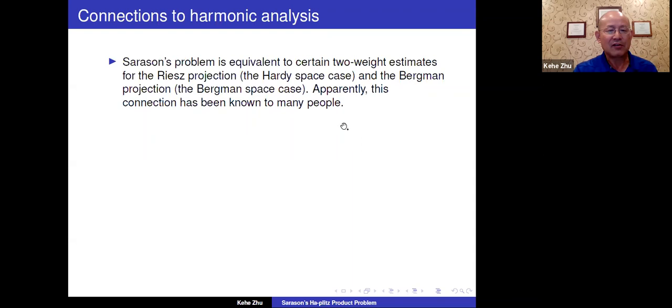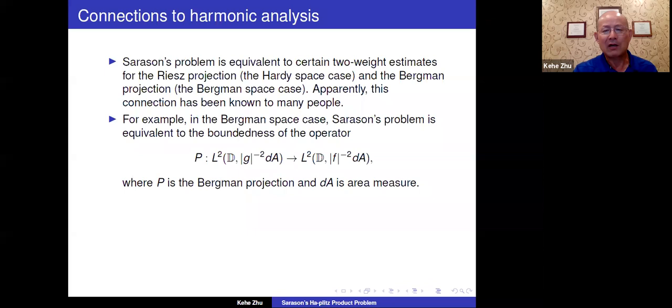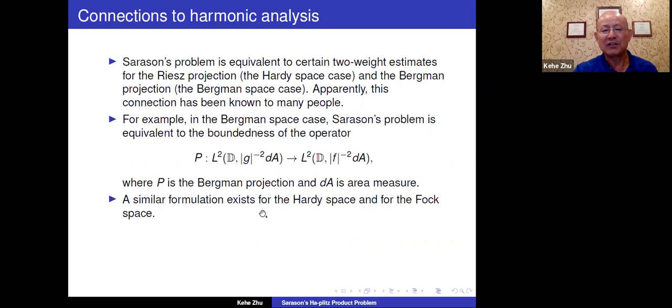And this connection has been known to many people. If I remember correctly, the exact connection is this. For example, in the case of the Bergman space, if you want to reformulate Sarason's problem, then it is the same as considering the action of the Bergman projection from this weighted L2 space to this weighted L2 space, and you want to know whether or not this is still a bounded operator. And there are similar reformulations for the Hardy space and for the Fock space.